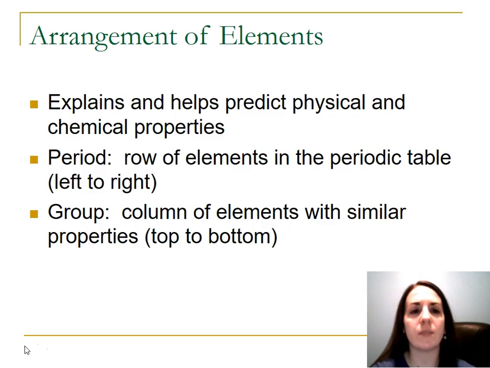So there are terms that we give to how the periodic table is organized. Instead of saying a row of elements, we call it a period of elements. So it's going from left to right on the periodic table. And then instead of calling it a column of elements, we call them a group. So the elements that have similar properties are grouped together going from top to bottom.